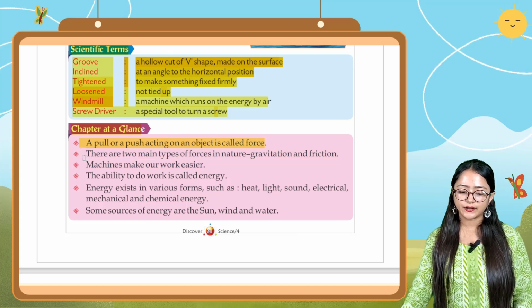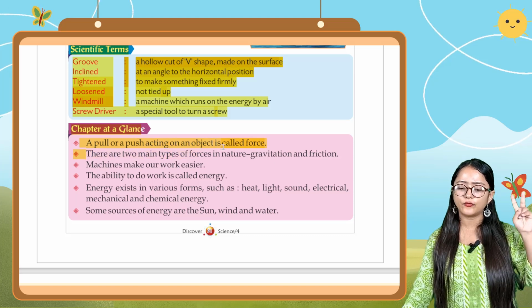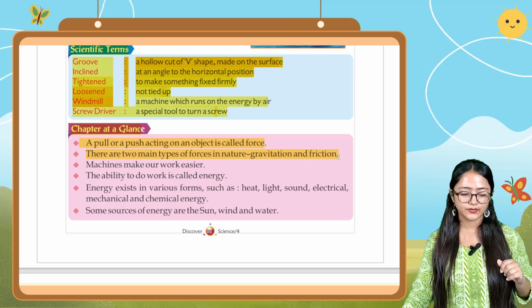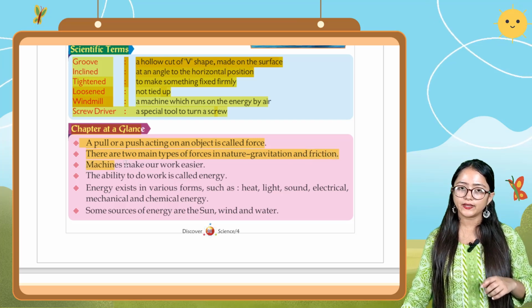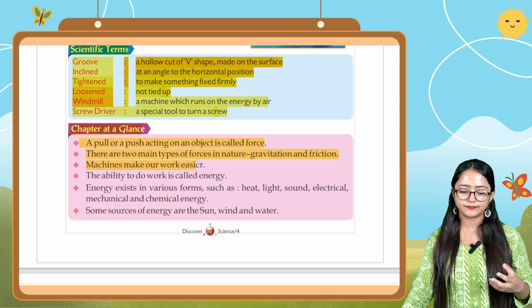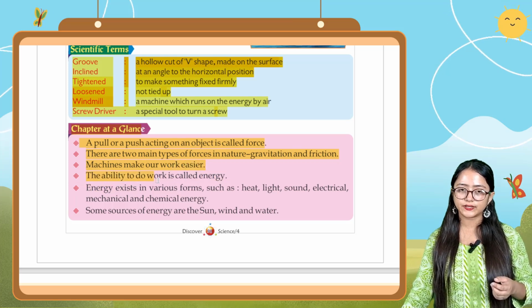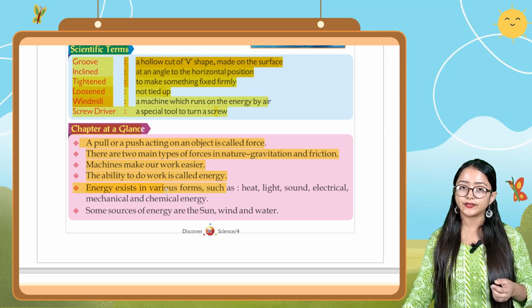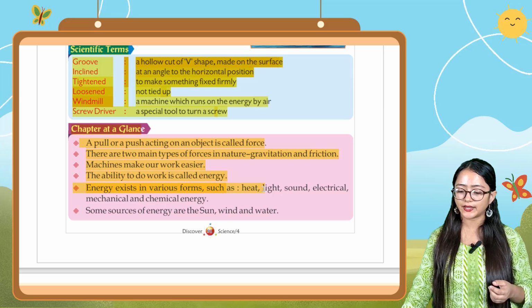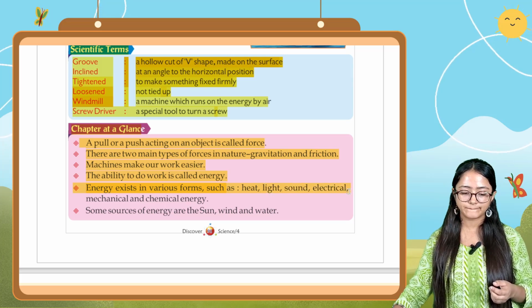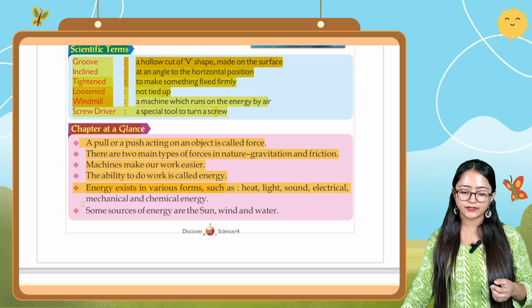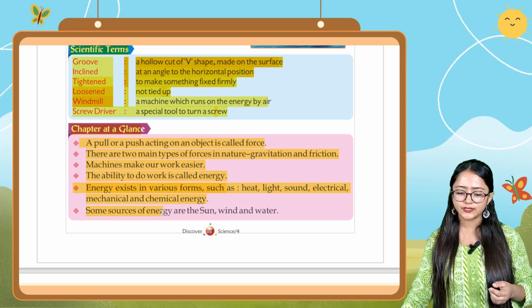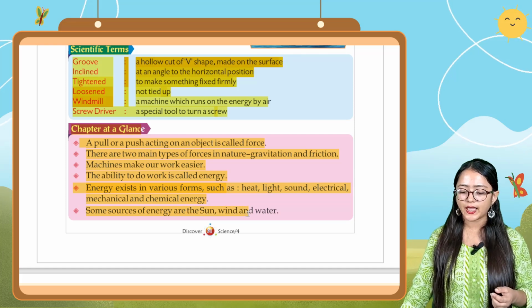There are two main types of forces in nature, that is gravitation and friction. Machines make our work easier. The ability to do work is called energy. Energy exists in various forms such as heat, light, sound, electrical, mechanical and chemical energy. Last point, some sources of energy are the sun, wind and water.